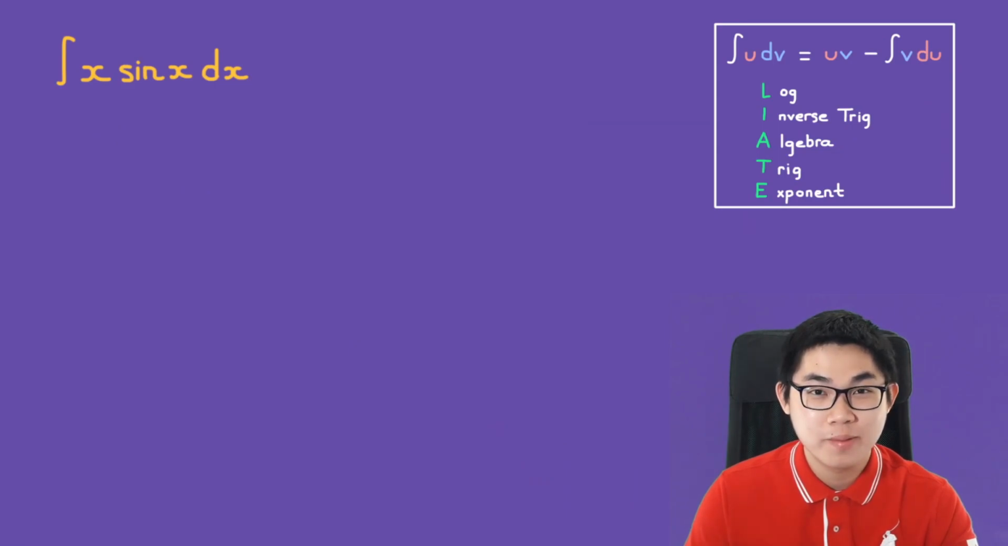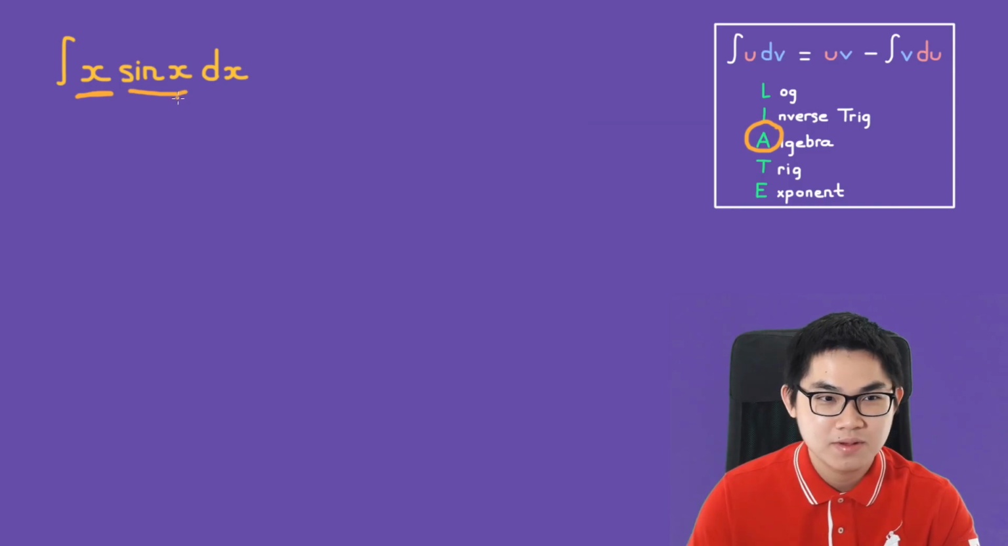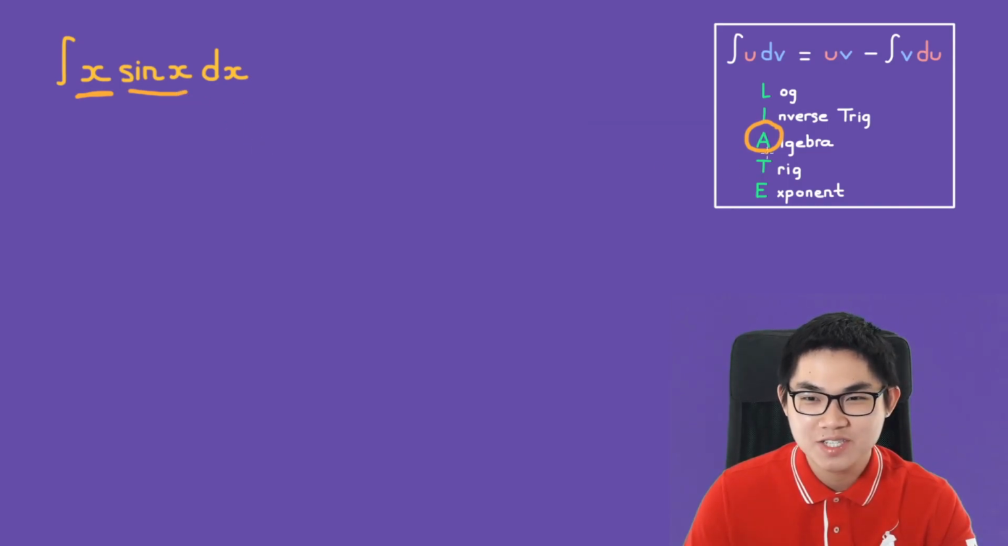So once you have your formula down, let's go ahead and get started with our first integral, the integral of x sine of x dx. So we see here that there is the x and the sine of x. So which group does x belong to? Is it log, inverse trig, algebra, trigonometry, or exponents? Well, of course, it belongs to algebra. And when we say algebra, we mean things like x, x squared, x to the power of 3, and so on. And how about sine of x? You guessed it, sine of x belongs to trigonometry.